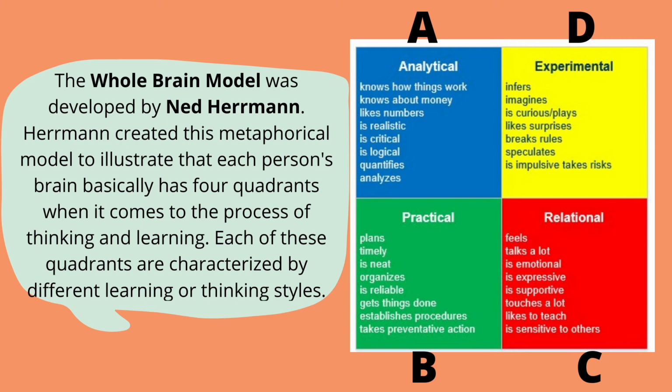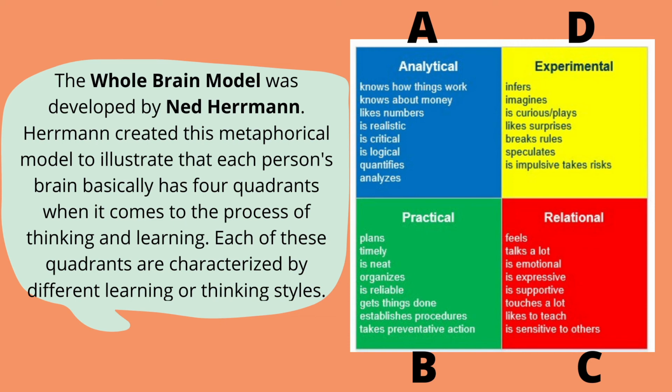Quadrant A is about analytical. It knows how things work, knows about money, likes numbers, is realistic, is critical, is logical, quantifies and analyzes. Quadrant B is about practical. It plans, is timely, neat, and organized. It is reliable, gets things done, establishes procedures, takes preventive action.